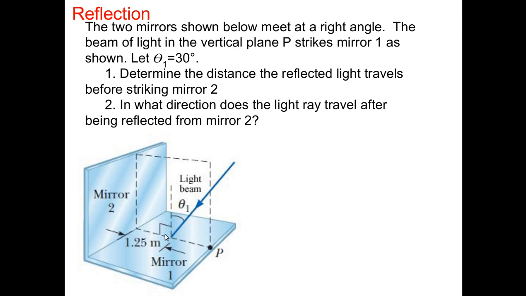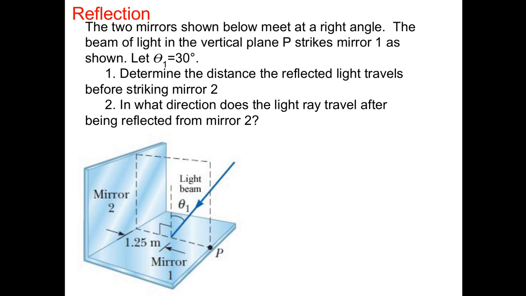So I'm expecting that I'm probably going to have to use some trigonometry, right? Because that looks like the hypotenuse of a right triangle, right? And I already have one side here, 1.25 meters. So I'm probably going to have to use a trig ratio or something like that. Part 2 says, in what direction does the light ray travel after being reflected from mirror 2?